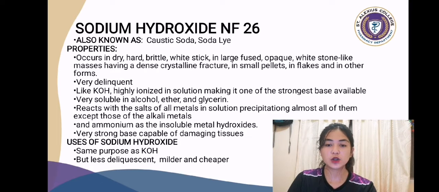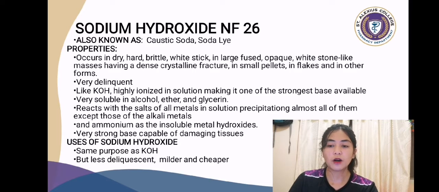The next base is sodium hydroxide, also known as caustic soda and soda lye. It occurs as dry, hard, brittle, white sticks, or in large, fused, opaque, white stone-like masses, having a dense crystalline fracture, in small pellets and other forms. It is easily deliquescent, rapidly absorbing moisture and carbon dioxide in air. Like potassium hydroxide, it is highly ionized in solutions, making it one of the strongest bases available. It is very soluble in alcohol, ether, and glycerin.